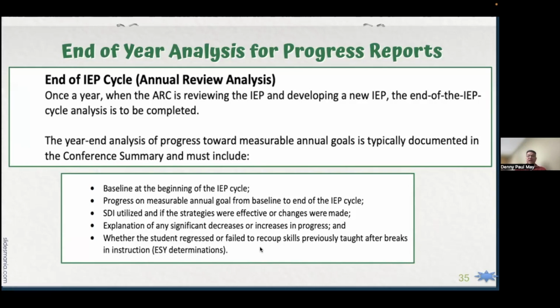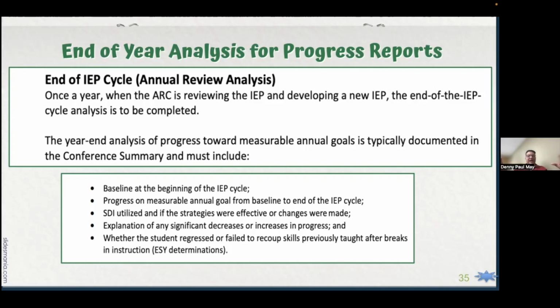ESY, that extended school year determination. If a student can't recoup skills after an extended break within 6 weeks, then the student would be a candidate for extended school year services to maintain their goals. And so that's why we have to have progress monitoring in order to answer that ESY question on the IEP.